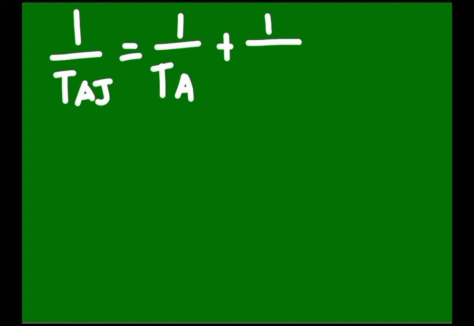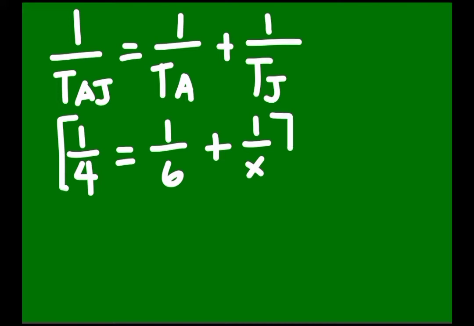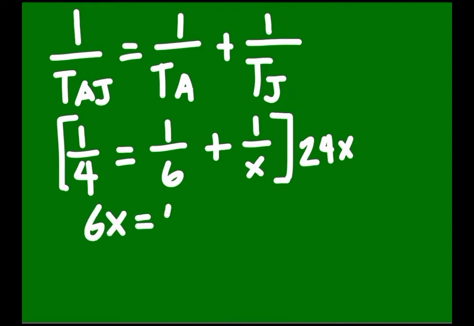1 over T sub Aj, or the hours they work together, is equal to 1 over T sub A plus 1 over T sub J. Then substitute the values. We'll get 1/4 is equals to 1 over 6 plus 1 over x because we will be finding the hours that Josh worked alone. Let's multiply that by 24x. Then we'll get 6x is equals to 4x plus 24.